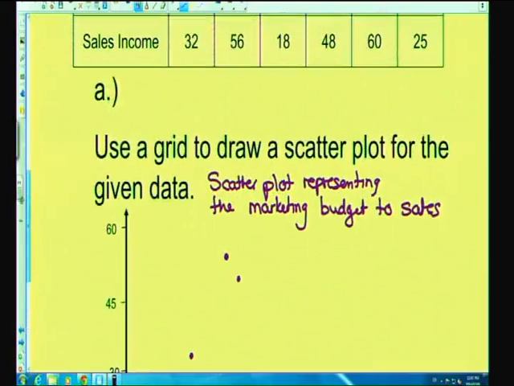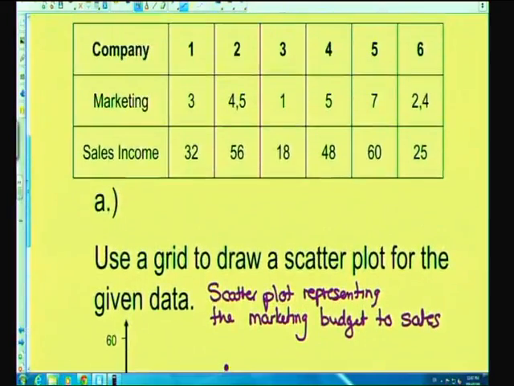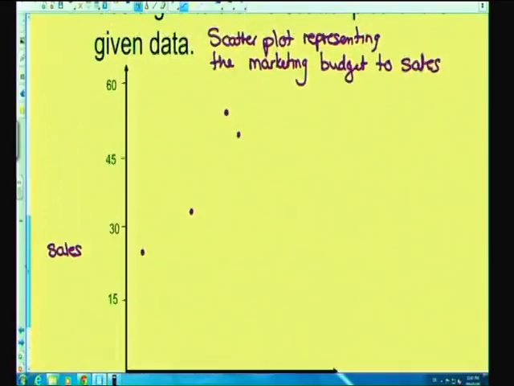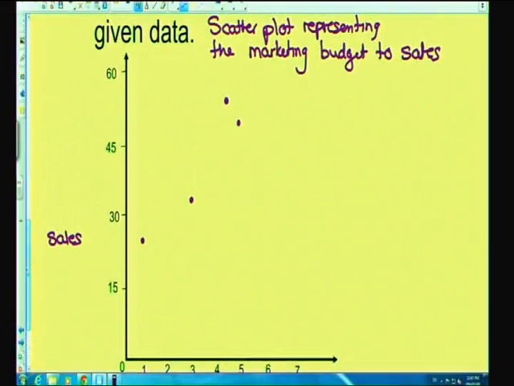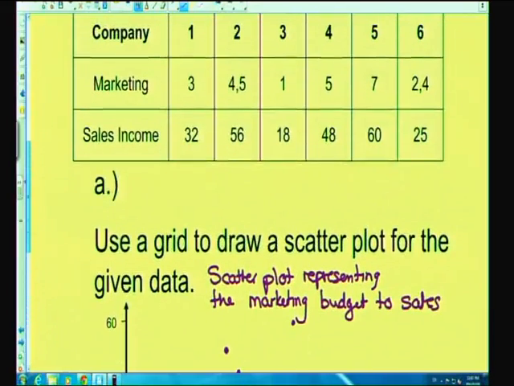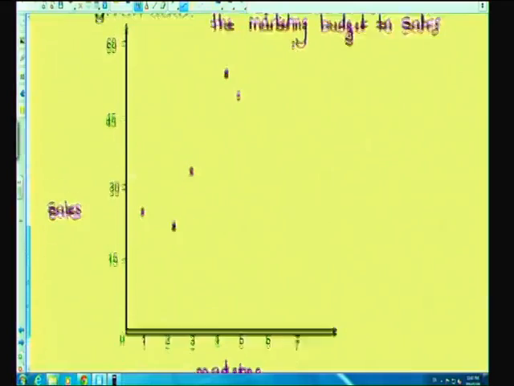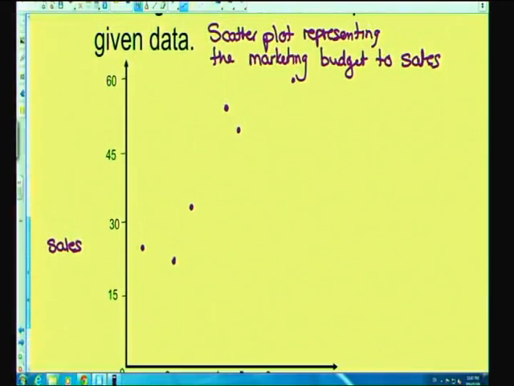And then the last two bits, I think 7 against 60. And last but not least, 2.4 against 25.